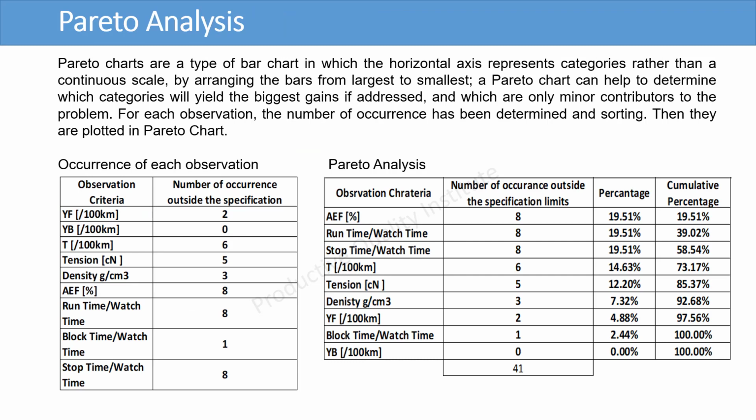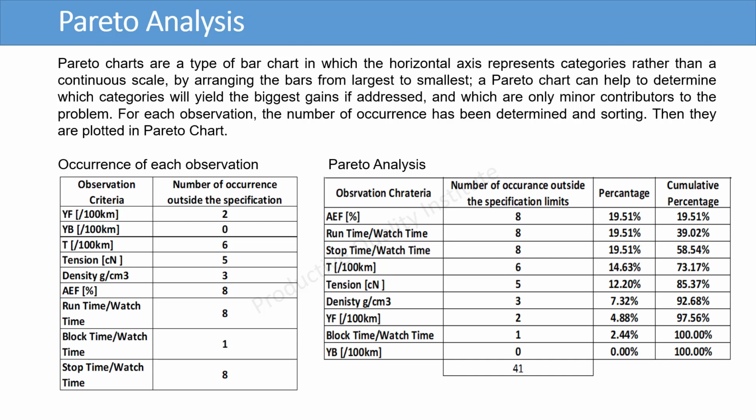Pareto charts are a type of bar chart in which the horizontal axis represents categories rather than a continuous scale. By arranging the bars from largest to smallest, a Pareto chart can help to determine which categories will yield the biggest gains if addressed, and which are only minor contributors to the problem.